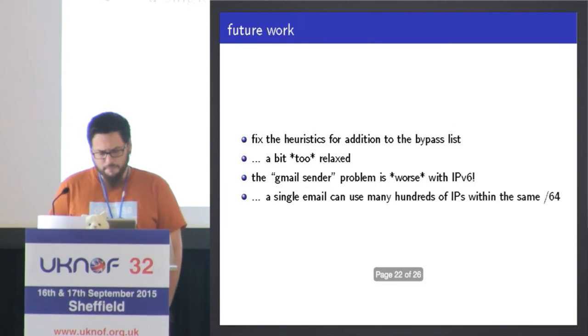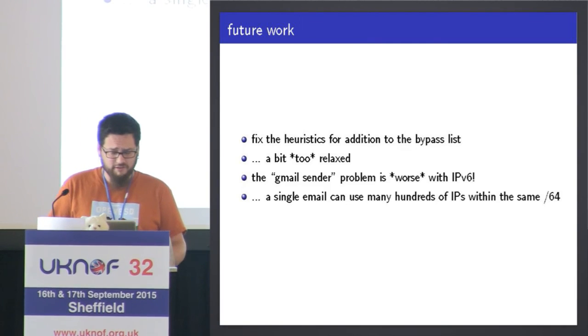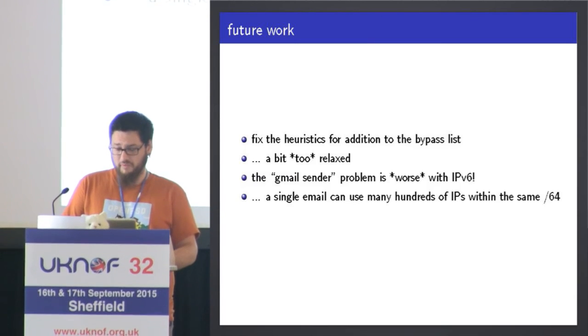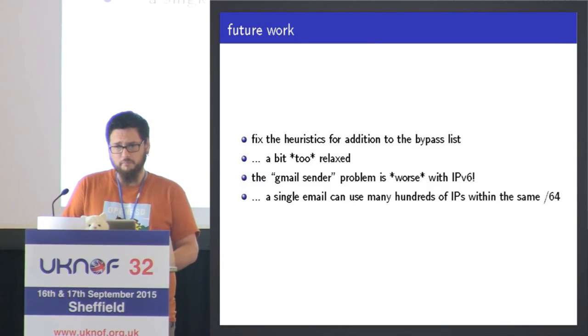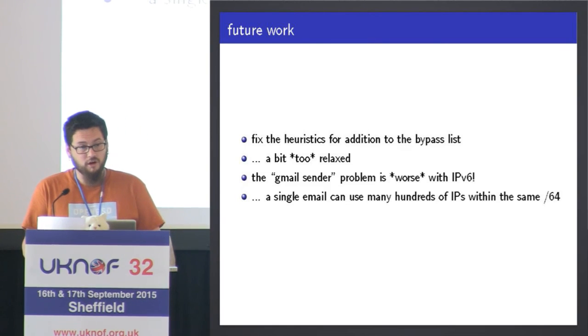So future work that we still need to do is fix the heuristics for the whitelist and the bypass list. We definitely need to solve the Gmail sender problem. Possibly it's talking to people at Google. Possibly it's things that I can do on my side.